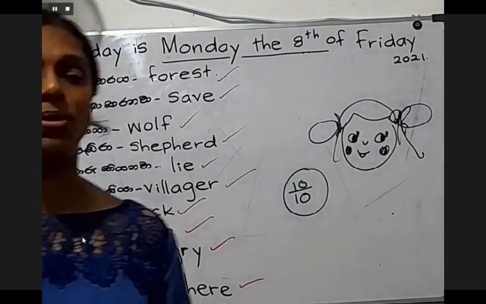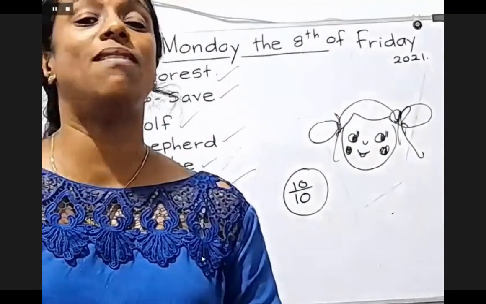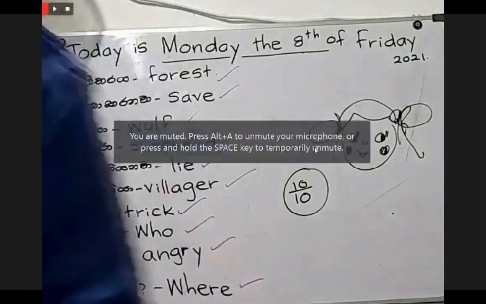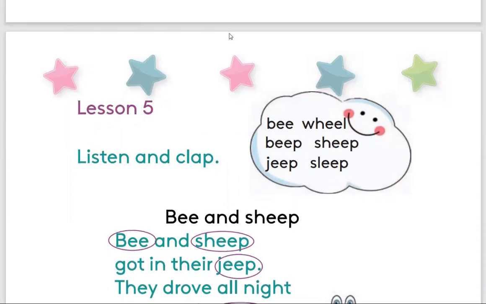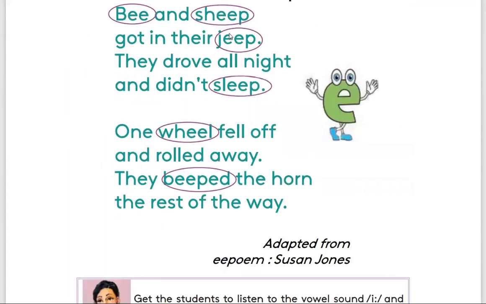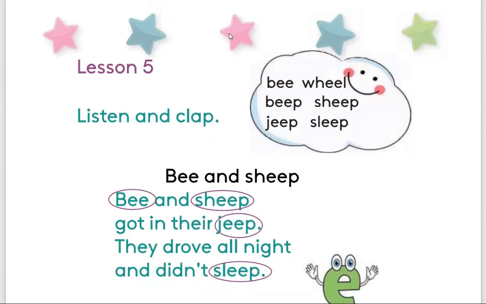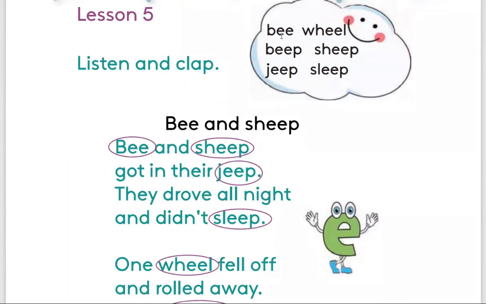Okay. Then shall we start today's lesson? Let's move on to our pupils book then soon. Right here, page number 22. Here you can see a poem. Let's go to see our friend Happy Cloud first. Lesson 5. Listen and clap. Right. See the cloud? Yes, let's read the words.